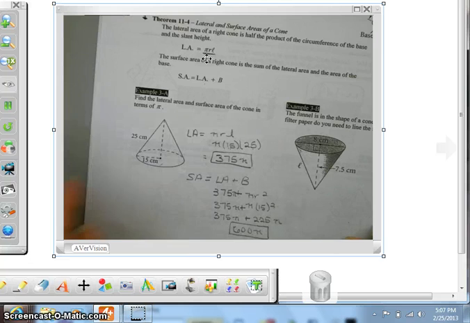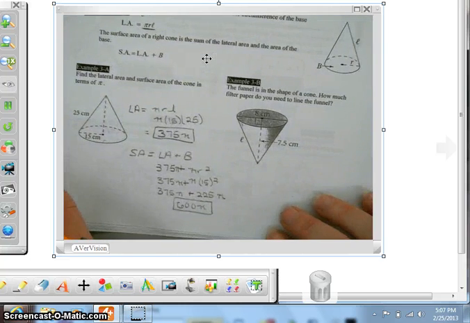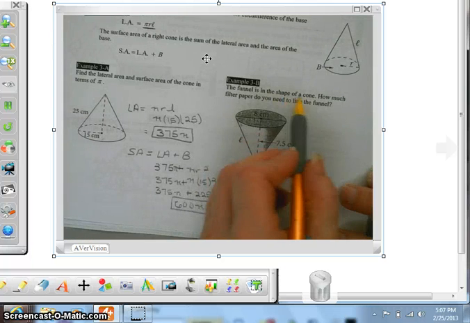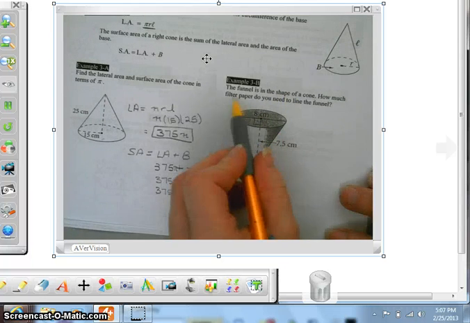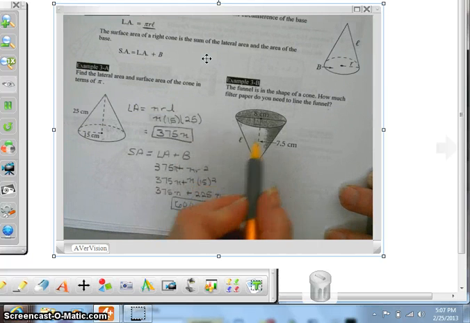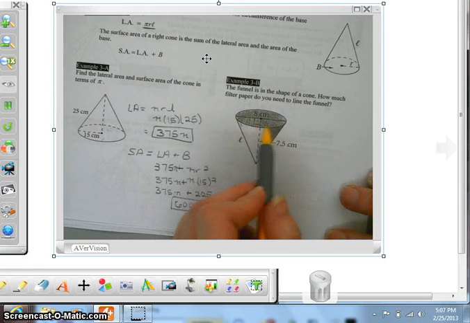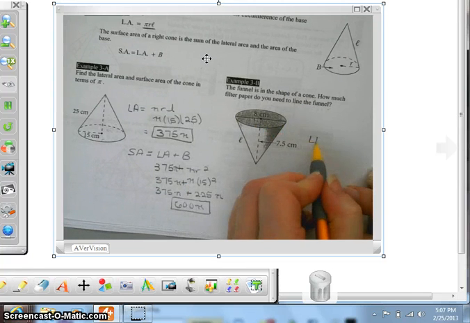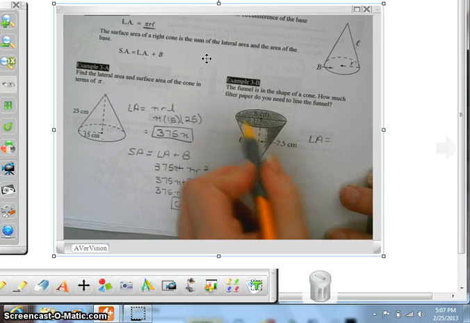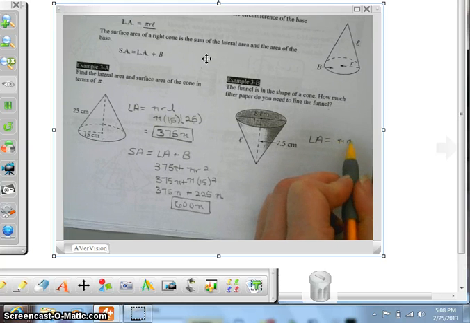All right, let's see, we have enough time. Let's do one more. We have a funnel. The funnel is in the shape of a cone. How much filter paper do you need to line the funnel? That means you want lateral area, because you do not want to cover the top of it. Just line the cone. So lateral area again is pi RL.